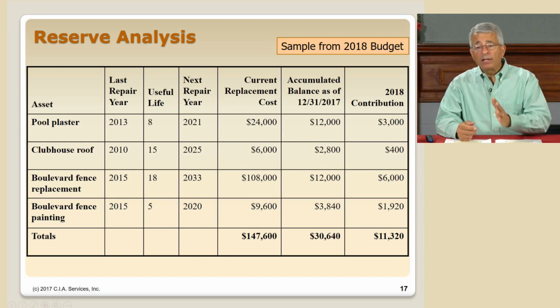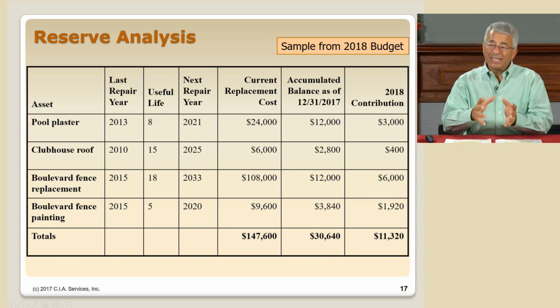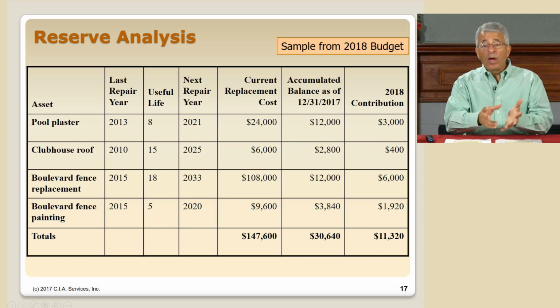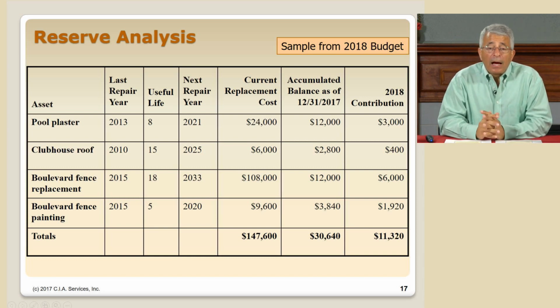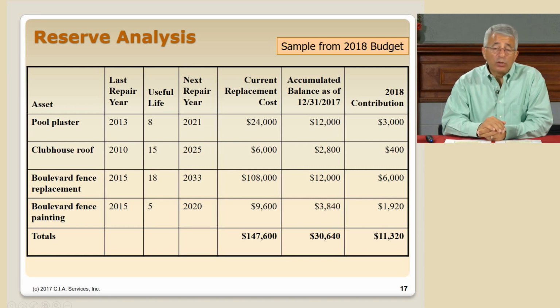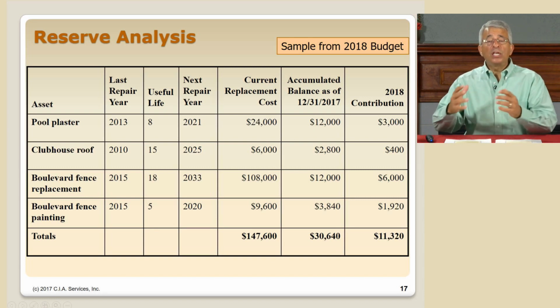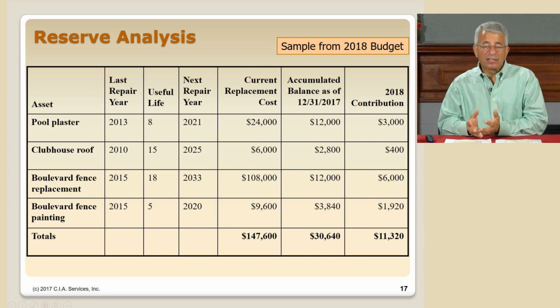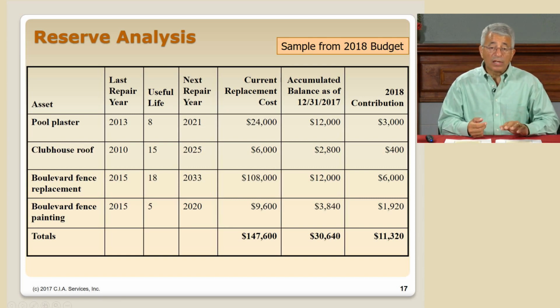As we move across to the right, we'll see a number of columns. Last repair year. In other words, when was this installed, or when was it last fixed or repaired? So we can see, for example, on the pool plaster, it was last replastered in 2013. The next column says, what's the useful life? What is the life of this thing? How long will pool plaster last? How long will a clubhouse roof last? And all of those things.